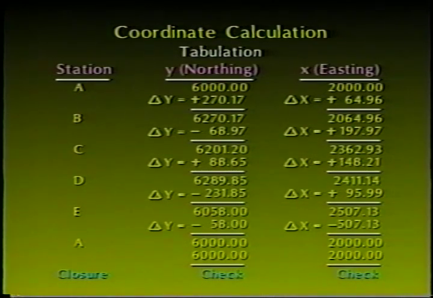The next step is to determine coordinates of point C by adding delta Y BC, negative 68.97 feet, to the Y coordinate for station B, 6,270.17 feet. The Y coordinate for station C is found to be 6,201.20 feet. The X coordinate for station C is found by adding delta X BC, 197.97 feet, to the X coordinate for station B. The X coordinate for C is calculated at 2,362.93 feet. Repeating this operation the remaining way around the traverse, we close back into A, the starting point, with a perfect closure.